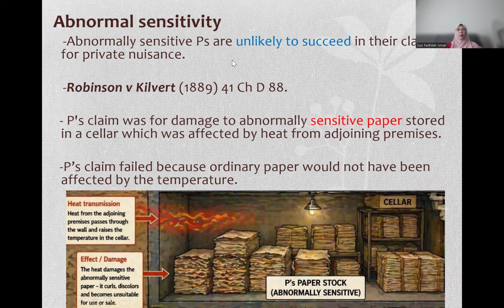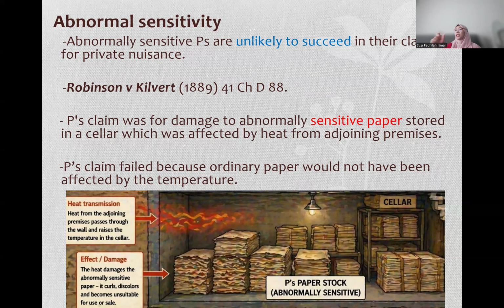We have this case on abnormal sensitivity, Robinson and Kilvert, which involved sensitive paper. We have another case for comparison purposes after this. This is 1889. The plaintiff's claim was for damage to abnormally sensitive paper. This paper was being stored in a cellar, which was affected by heat from adjoining premises. That's basically the illustration there. But the court denied the claim. The plaintiff's claim failed because ordinary paper would not have been affected by the temperature. For all other kinds of paper, it's okay. Only this very sensitive or fragile paper was affected. So the court didn't allow the claim.